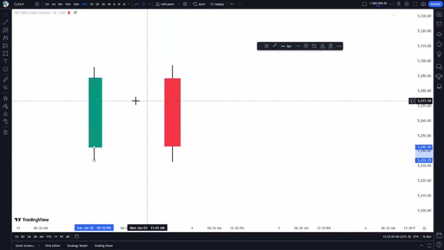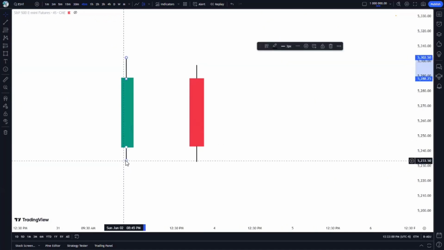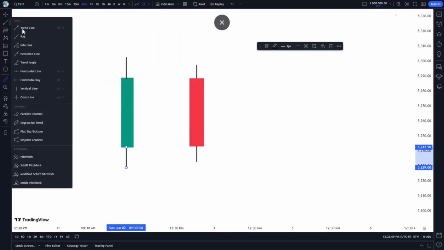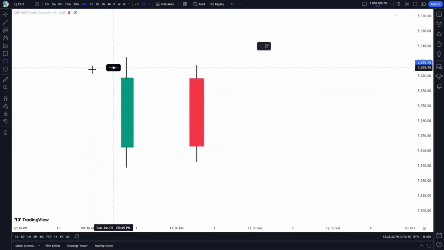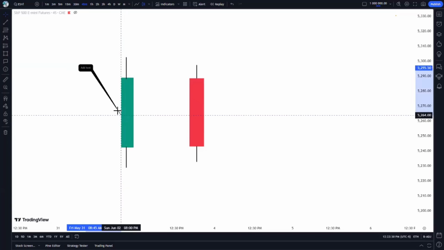So if you see, I have the green one and I have the red one, and I notice a little thing here at the top. This is called the wick. But wait, let me draw it first before I get into that. So I'm going to go ahead and label the different parts that make up a candlestick. The middle part is called the body.